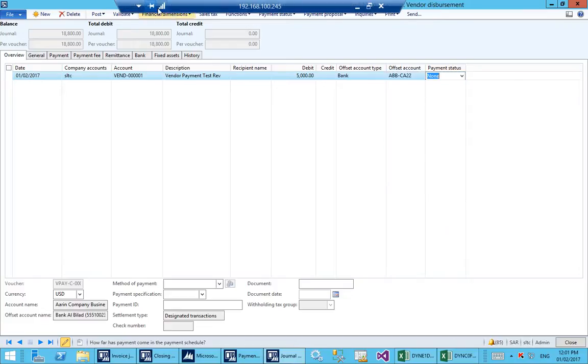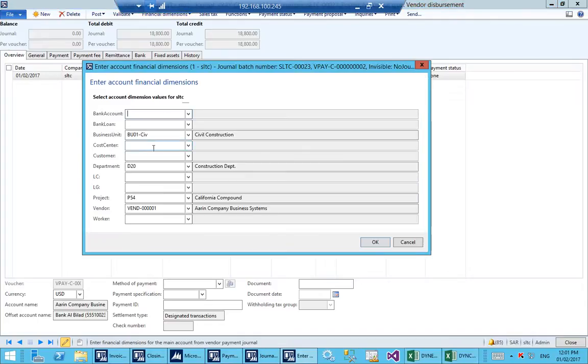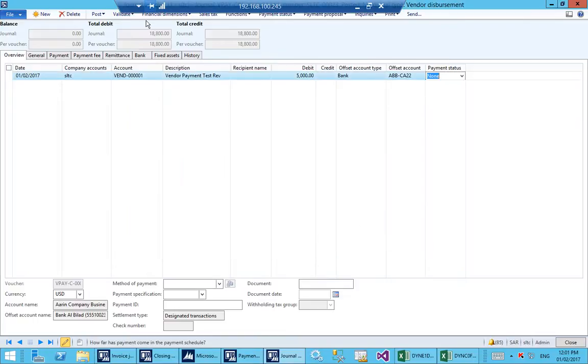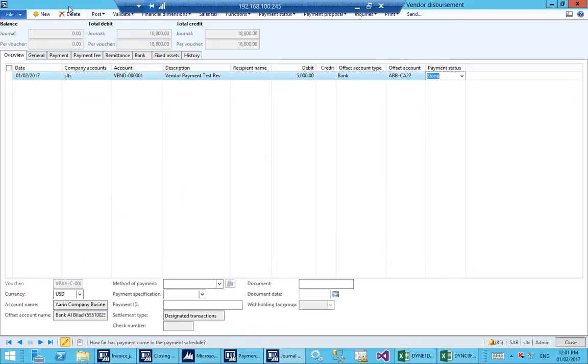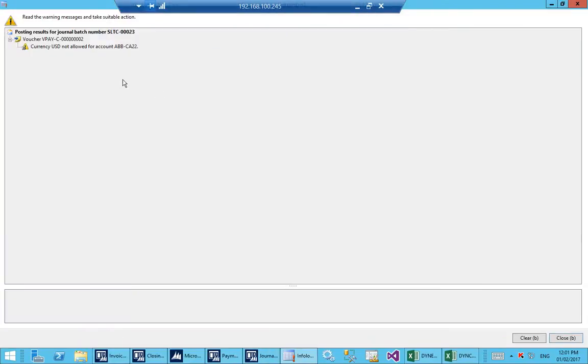Okay. Financial dimension for the accounts. It's from the invoice. Okay, financial dimension for the offset account also. Validate.